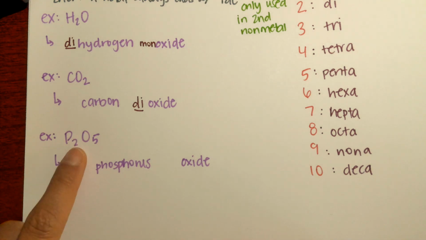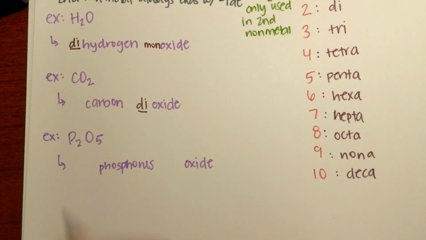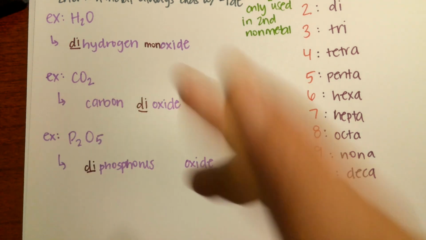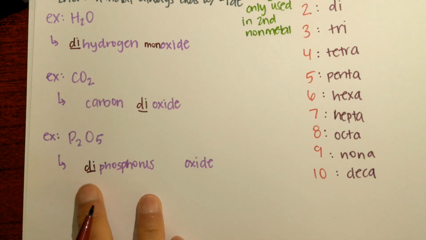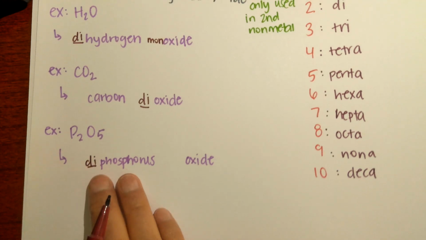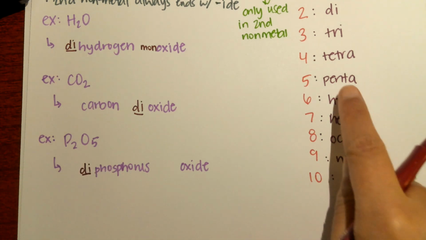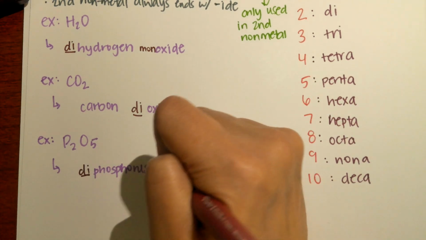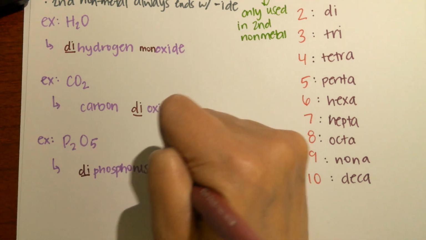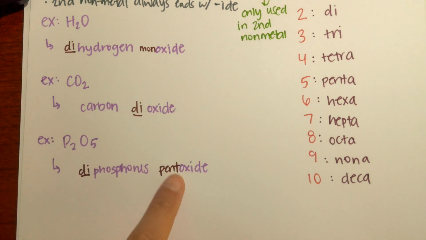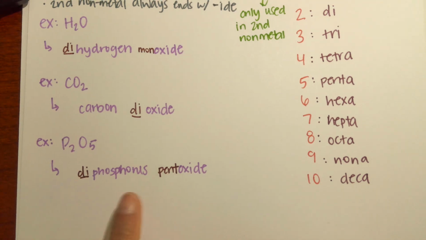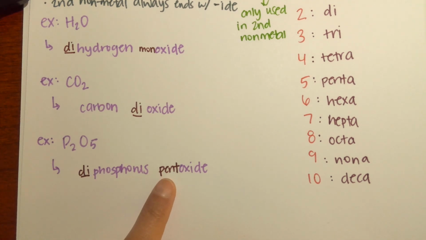So there's P2, 2 is di, so diphosphorus. Notice how I am using a prefix here because it is not mono. Anything past mono, I can use the prefix on the first one. And then O5, 5 is penta. I'm going to get rid of that first vowel, so penta turns into pentoxide. Again, it's a spelling thing. So diphosphorus pentoxide. That is the name for P2O5.